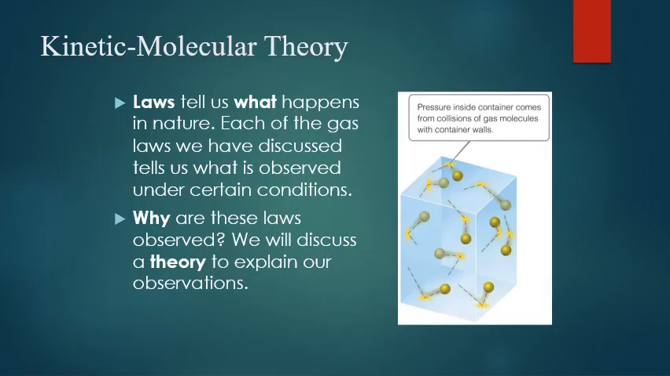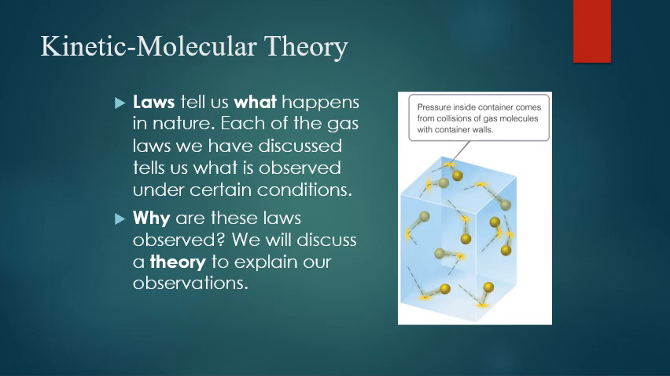Up until this point, we've talked about a bunch of different gas laws. We've talked about Boyle's law, Charles' law, Gay-Lussac's law, the combined gas law, Avogadro's law, the ideal gas law, and all of its derivations. The laws simply tell us what happens in nature. Each of the gas laws we've discussed tells us what we can observe under laboratory conditions, but it doesn't explain why. That's what we're going to focus on today. Why are all these laws observed?